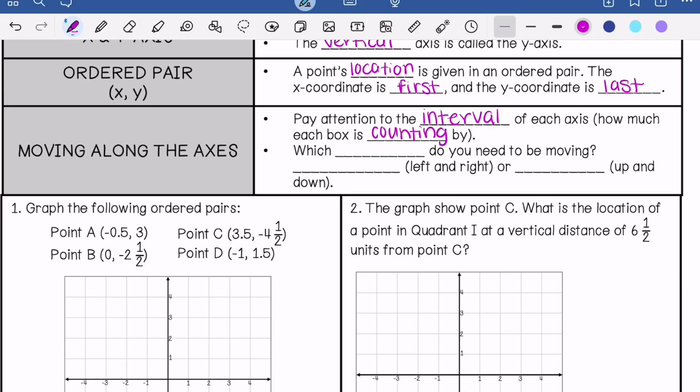You need to pay attention to which direction you need to be moving. So that's horizontal, left to right along the x-axis, and vertical, up or down, on the y-axis.